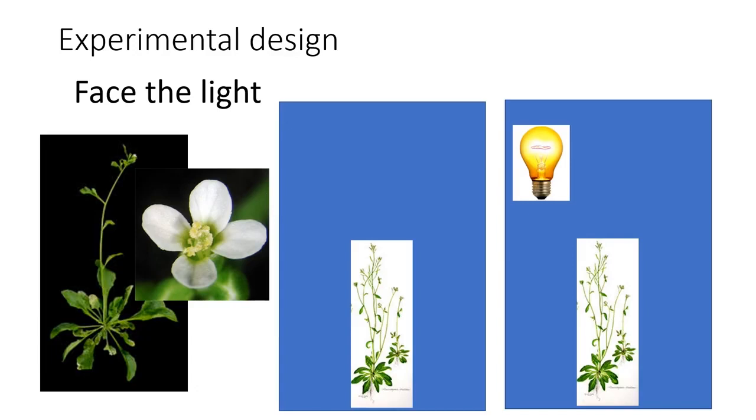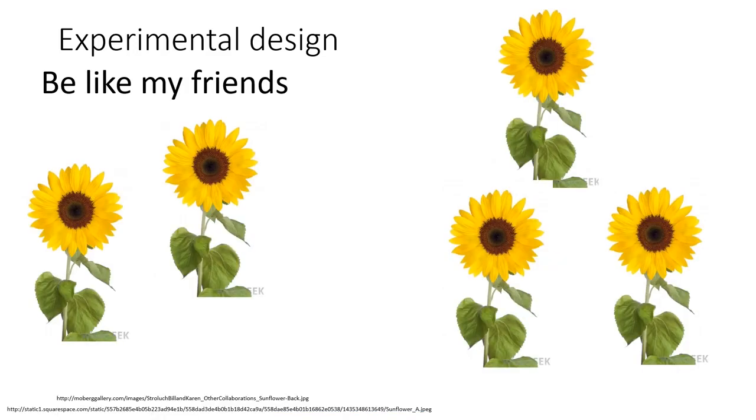So what we need is a glass container and maybe a plastic container, and we find out they do the same thing, so then it's not the glass that's the problem. All right, so we always have a control. Experimental design, be like my friends. So what do we mean by be like my friends?